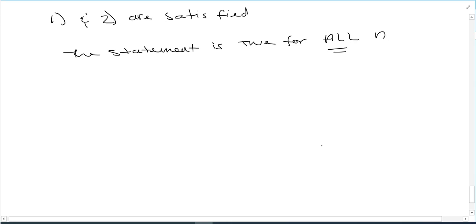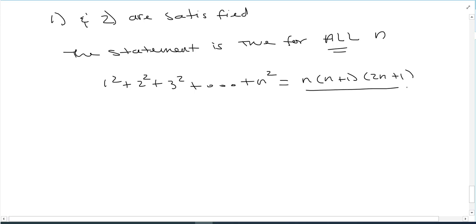For all n. So that means that 1 squared plus 2 squared plus 3 squared, right, this was our statement, plus n squared is equal to n times n plus 1 times 2n plus 1 over 6 for all natural numbers n.